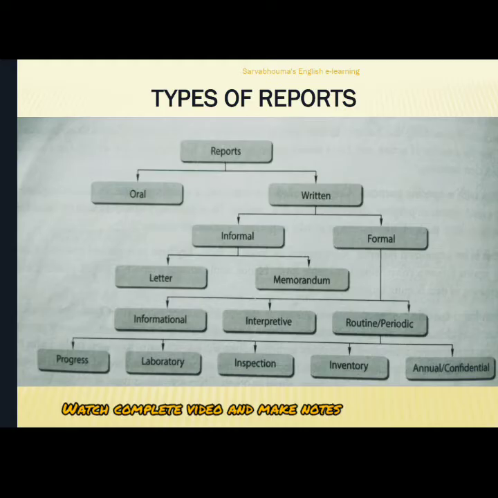Okay, so next is informal. We divide written reports into two different kinds. One is informal reports and the second one is formal reports. In informal reports, again we get two different types. One is letter and the second one is memorandum. Okay, in formal reports we get three types. One is informational, the second one is interpretive, and the third one is routine or periodic. Okay.